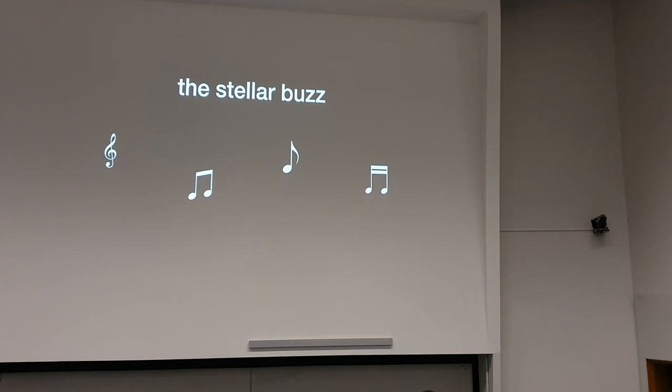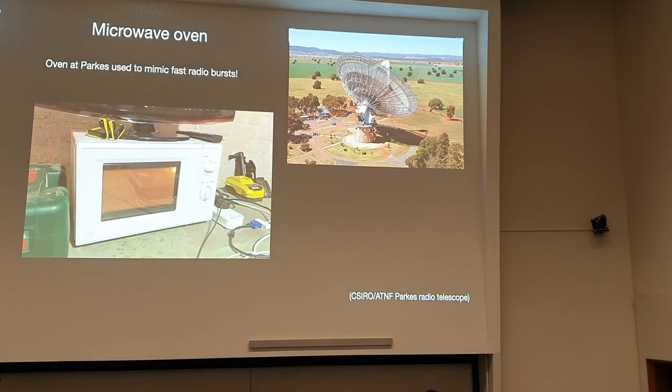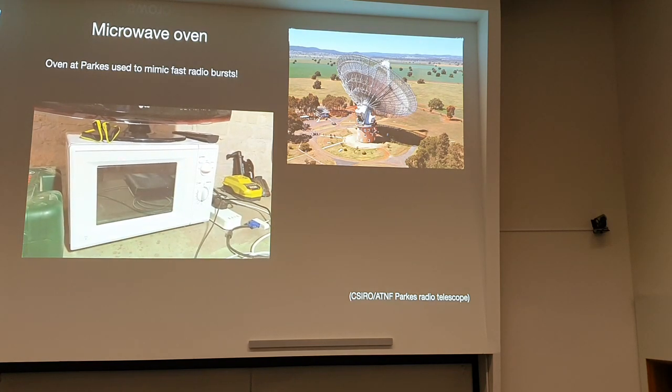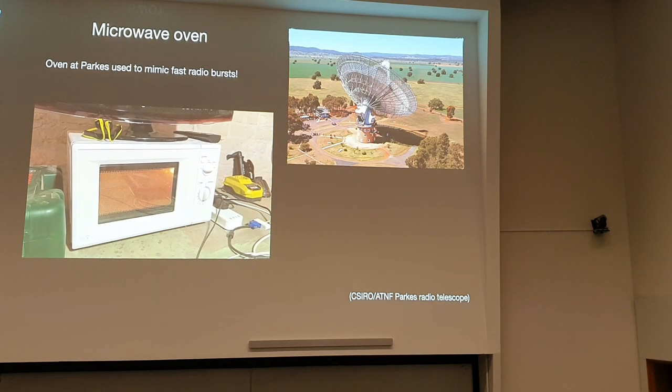Okay, I think the last one is this. Oh, the microwave in my house. It's just that I was tricking you.